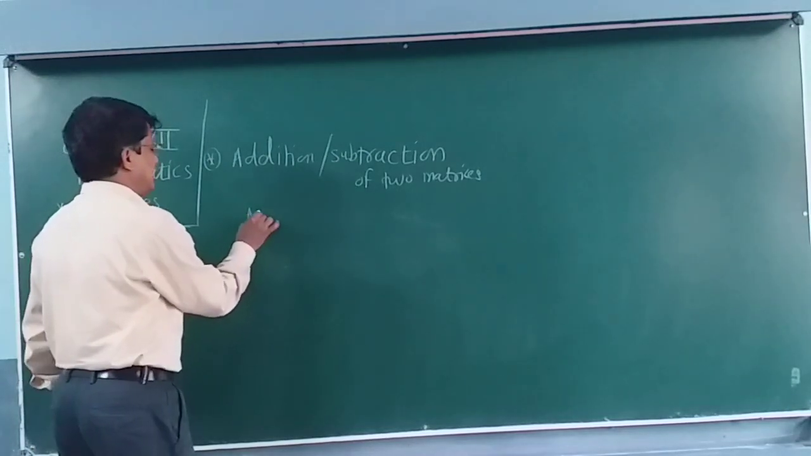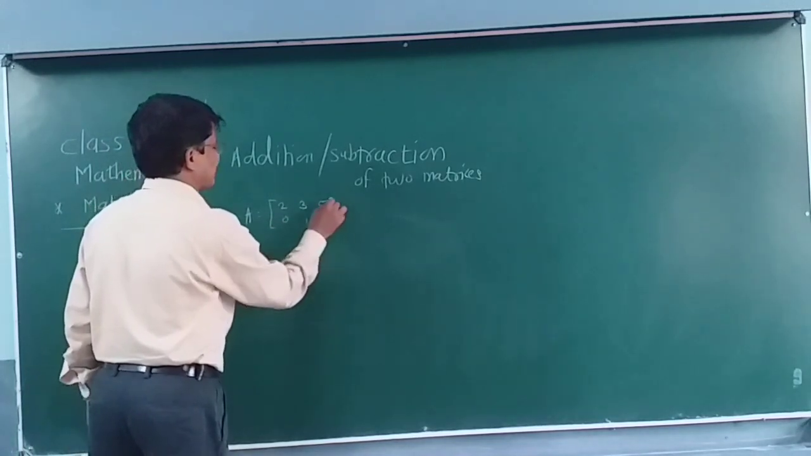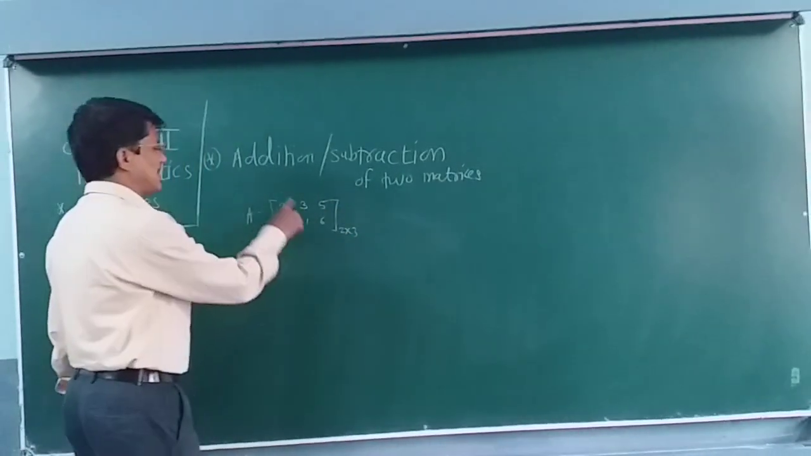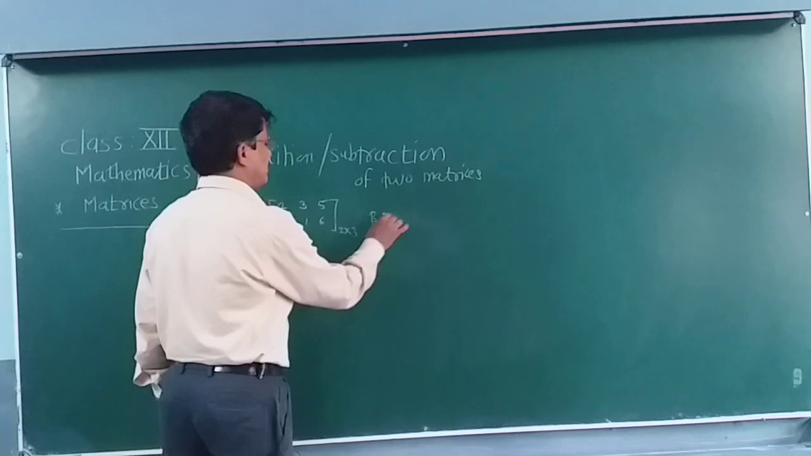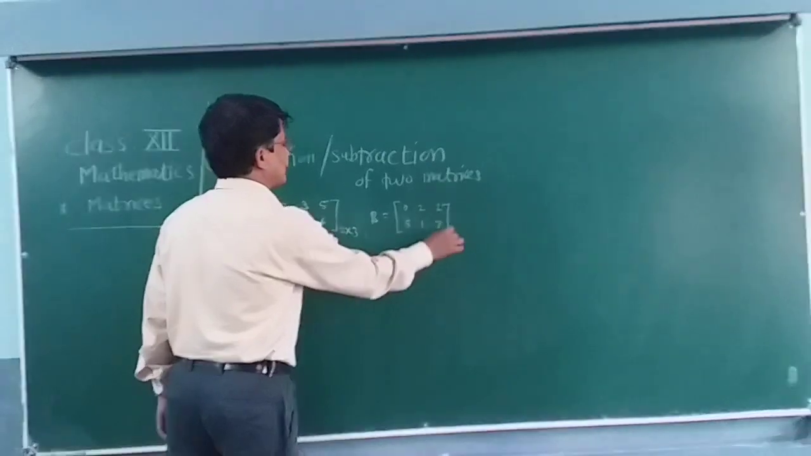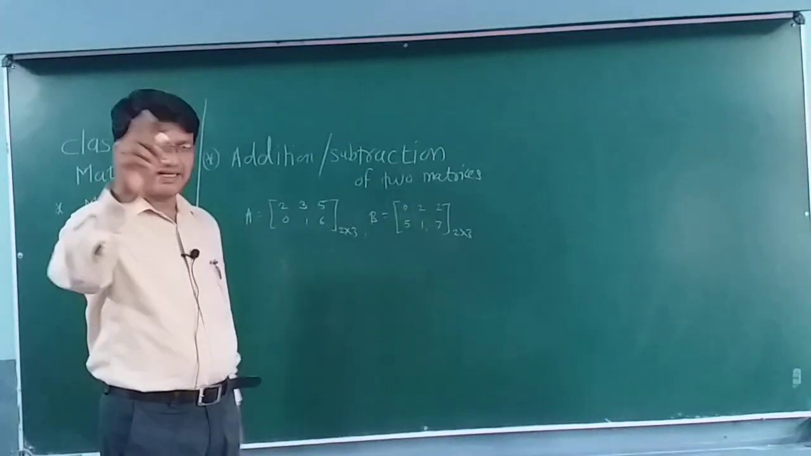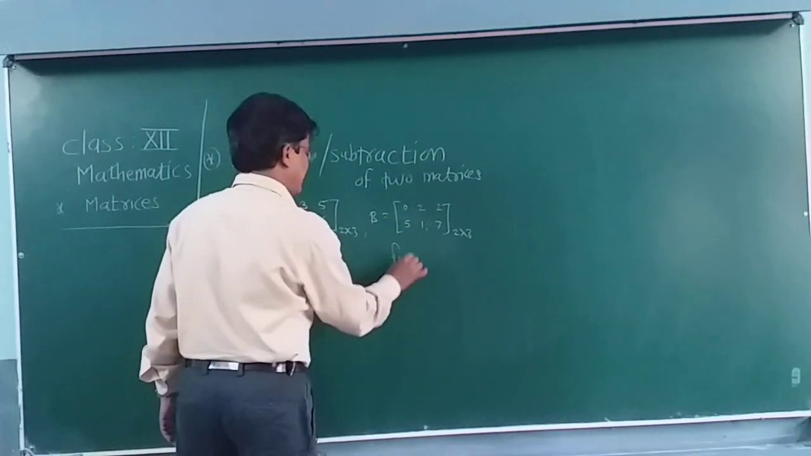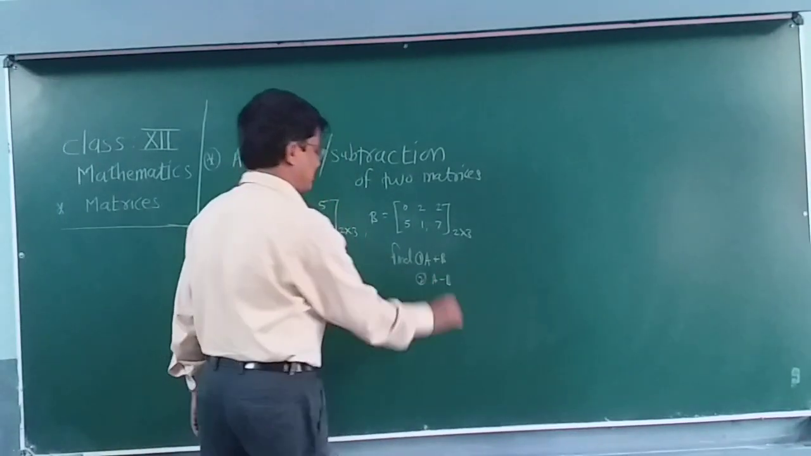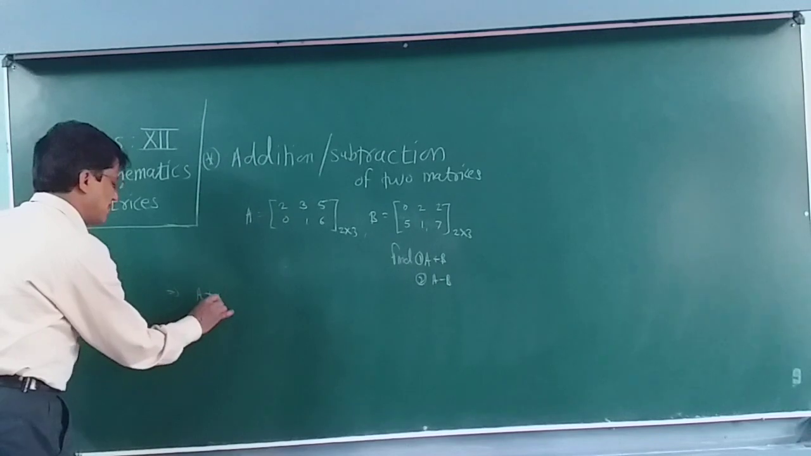Suppose A is equal to 2, 3, 5, 0, 1, 6. This is a matrix, and the order is 2 by 3: two rows and three columns. Another matrix B is 0, 2, 2, 5, 1, 7. This is another matrix having order 2 rows and 3 columns. Let us find the addition A plus B and then A minus B. So, the solution for A plus B.